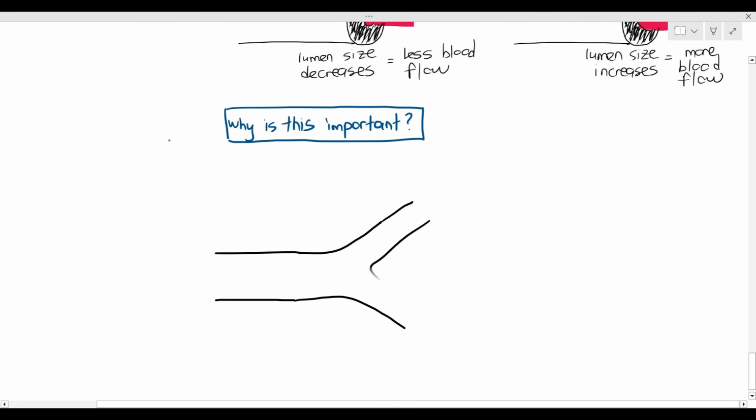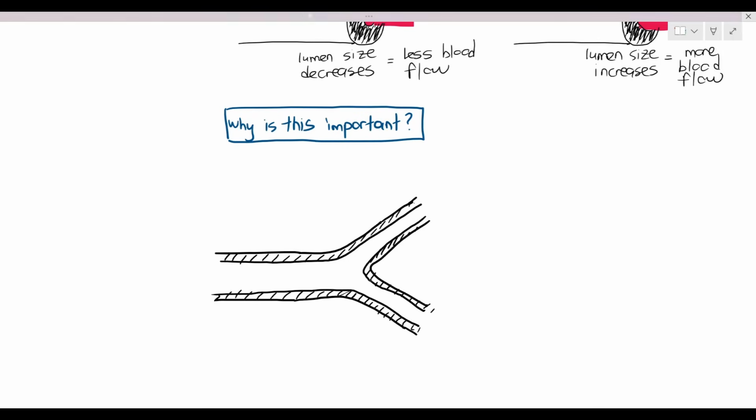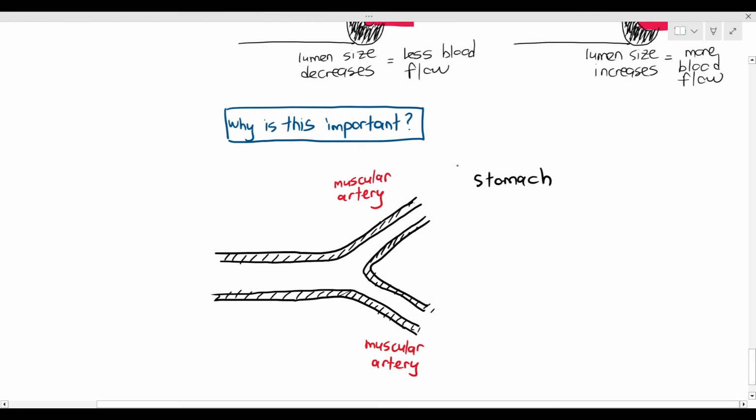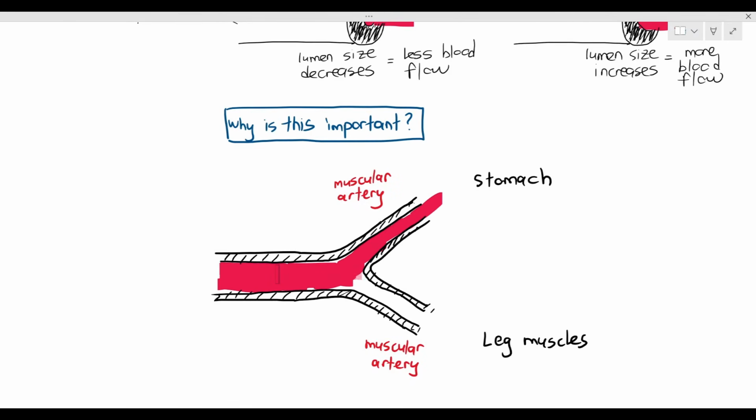Now, I'm drawing out an artery where it branches, or the artery reaches a junction where it goes into two muscular arteries. One muscular artery is transporting blood to the stomach, and one muscular artery is transporting blood to the leg muscles. This is just my example, by the way. So right now, the amount of blood going to the stomach and leg muscles is almost similar. The stomach is getting the same amount of blood as the leg muscles.